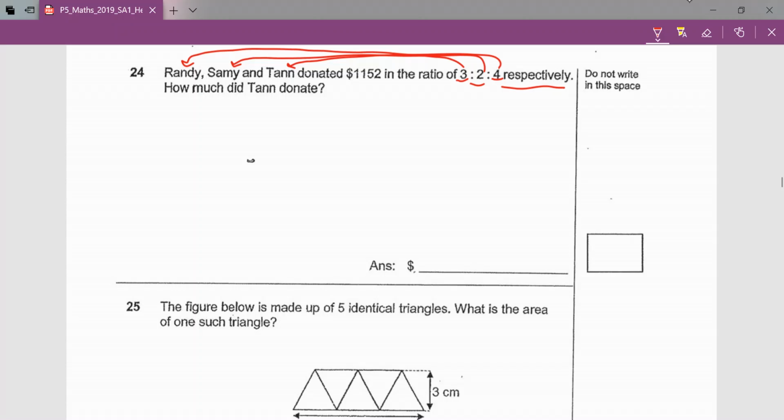So I wrote down Wendy, then Sammy, then Tan, right? So my ratio will be Wendy, then Sammy, then Tan, 3:2:4. So ratio you can also see in terms of units. You have 3 units for Wendy, 2 units for Sammy, 4 units for Tan, which means their total number of units would be 3 plus 2 plus 4, which is 9 units.